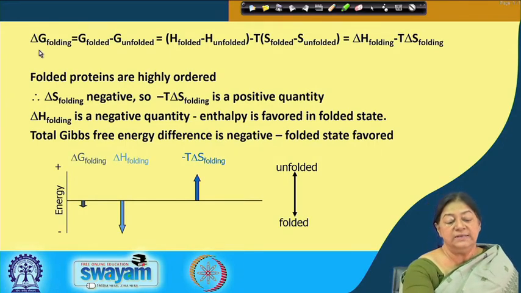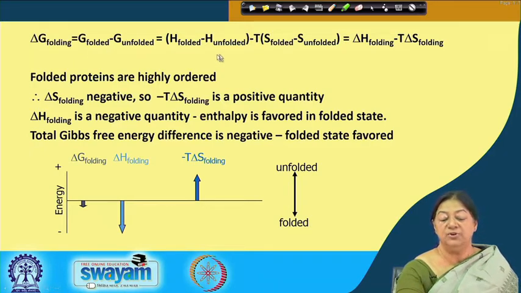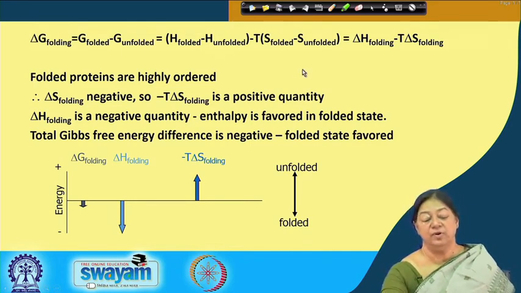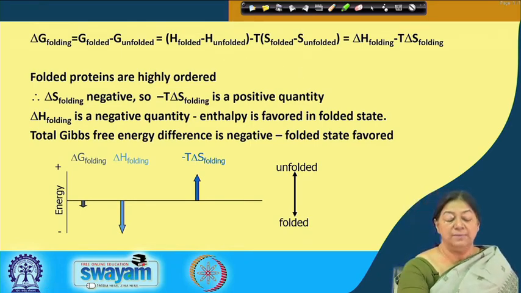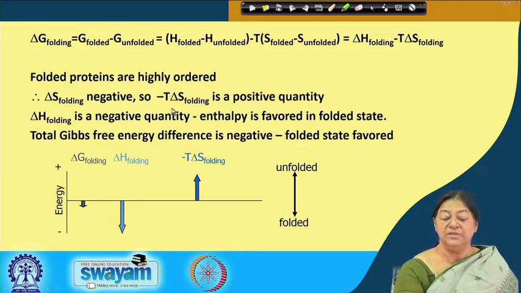So, when we look at the delta G of folding, it means we are going from the unfolded to the folded state. So, we have an entropic contribution that is given by the S folded minus S unfolded, the enthalpic contribution given by the H folded minus the H unfolded, that gives us the overall expression. Now, as I mentioned before, the folded proteins are highly ordered, delta S folding is therefore negative, which renders minus T delta S folding a positive quantity.